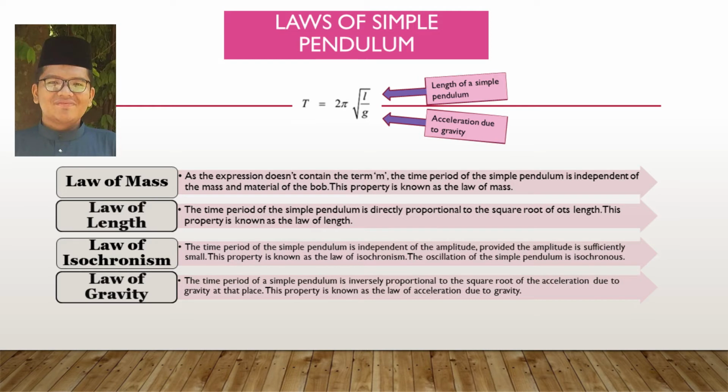Third law is law of isochronism. The time period of the simple pendulum is independent of the amplitude, provided the amplitude is sufficiently small. This property is known as the law of isochronism. The oscillation of the simple pendulum is isochronous. And last but not least, law of gravity. The time period of a simple pendulum is inversely proportional to the square root of the acceleration due to gravity at that place. This property is known as the law of acceleration due to gravity.